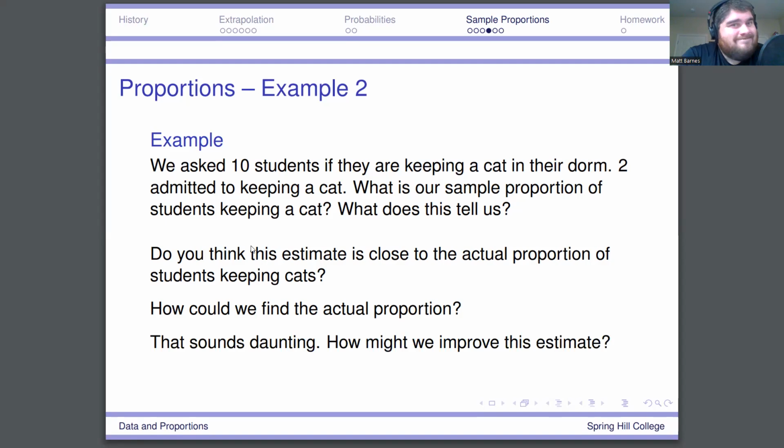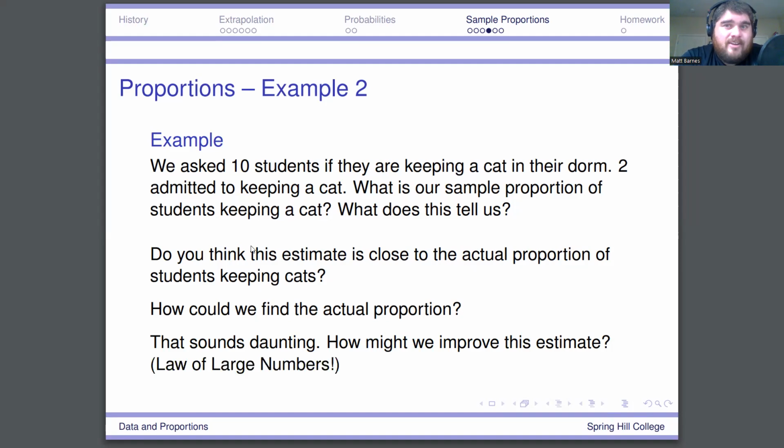So how can we improve the estimate? Well, finding the actual proportion is a bit out there, but there are some things that we could do. We could ask more people rather than just asking 10. We could ask 100, we could ask 200. The more people we ask, generally the better the proportion would be. Maybe if we make it anonymous, students would be more likely to report that they have a cat because they wouldn't be worried about getting in trouble if that were against the rules. So those are some things we can do.